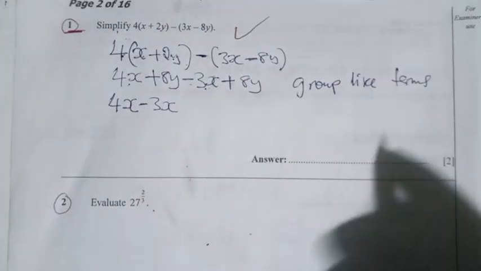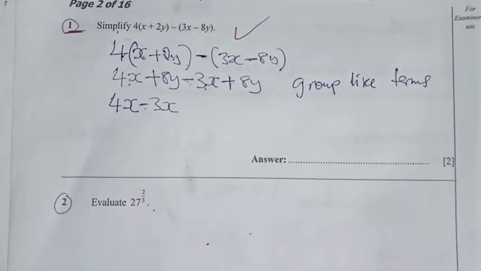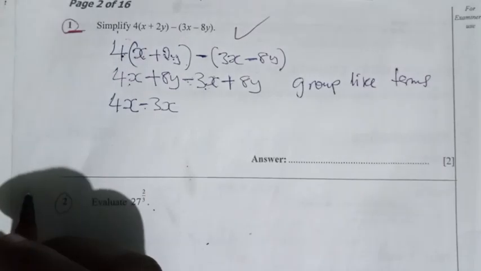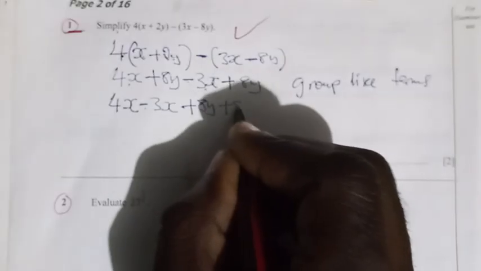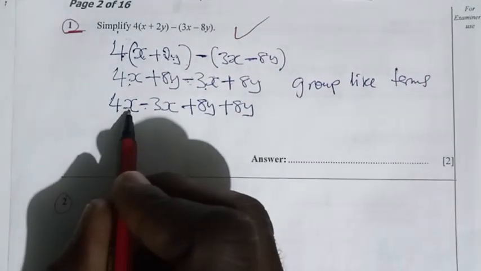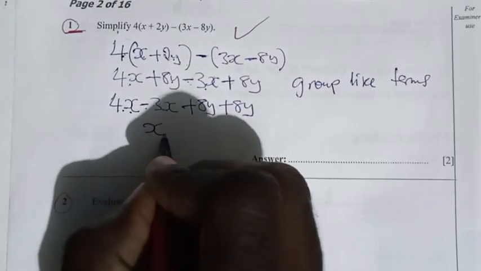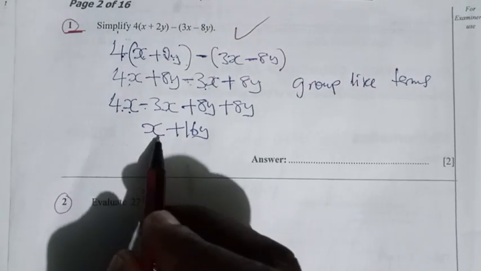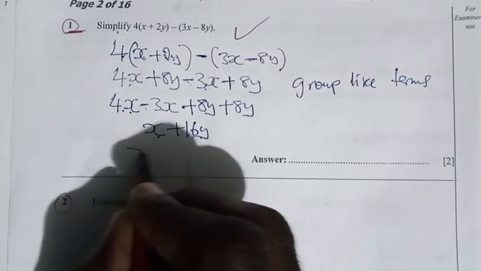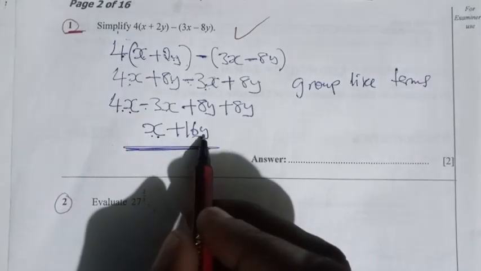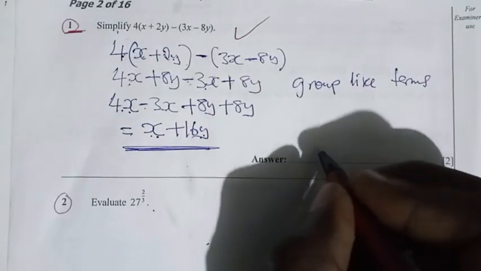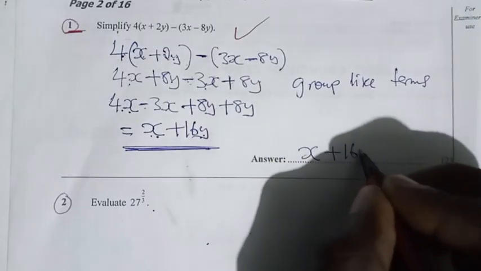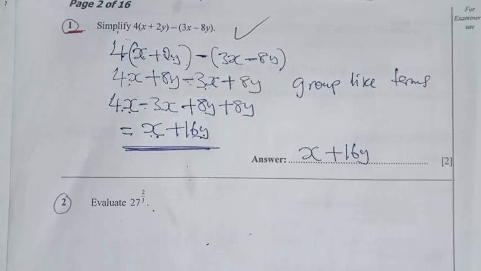Those are common mistakes. Some say no, this will come positive here. So this is 4x minus 3x, and then positive 8y and positive 8y. From here, what do we get? We have 4x minus 3x, we have x. What is 8y plus 8y? We have 16y. x plus 16y, we can't add because x and 16y are unlike terms. So we end it from here. The answer is x plus 16y. This is the answer for the first question.